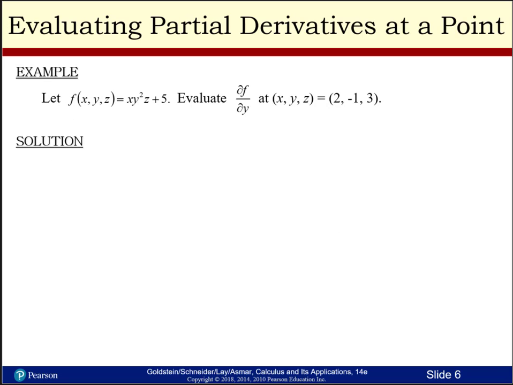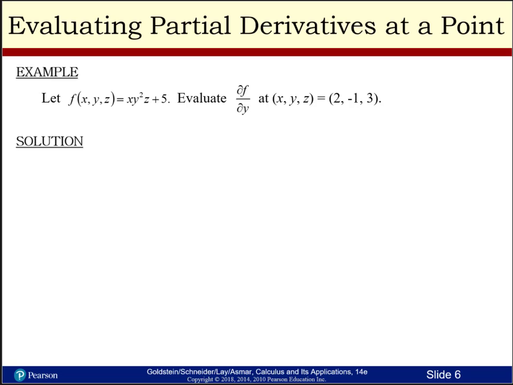All right, so evaluating partial derivatives at a point. We're just going to do as we normally would, and then we're just going to plug in those values for x, y, and z. So here we go. f of x, y, and z is xy squared z plus 5. We're going to evaluate the partial of f with respect to y at x, y, z, where x is 2, y is -1, and z is 3. We'll plug that in at the end.